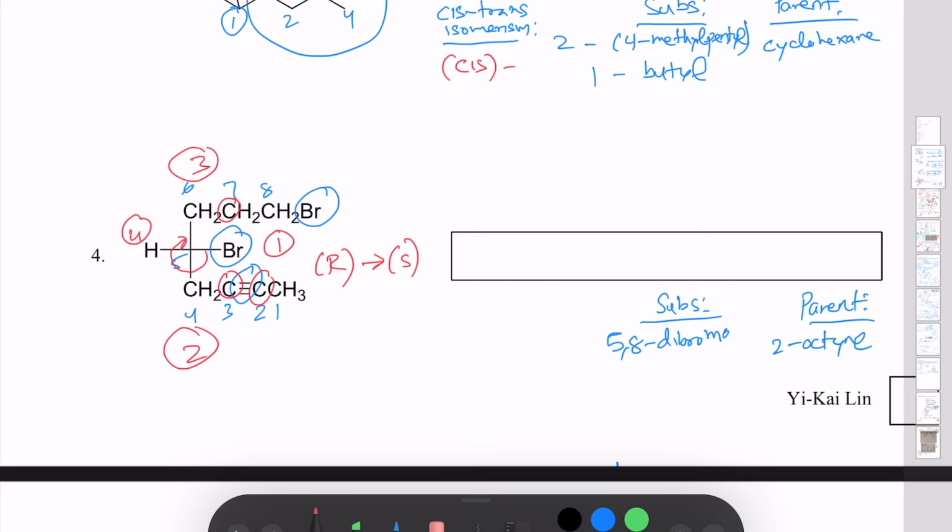And so when we write it out, now that we have all the pieces, we start again with the stereochem. Since this chiral carbon is at position 5, it would be denoted as 5S. And then when we list out the substituents, it would be 5S-5,8-dibromo-2-octyne.